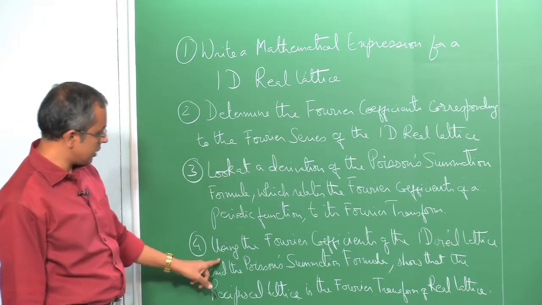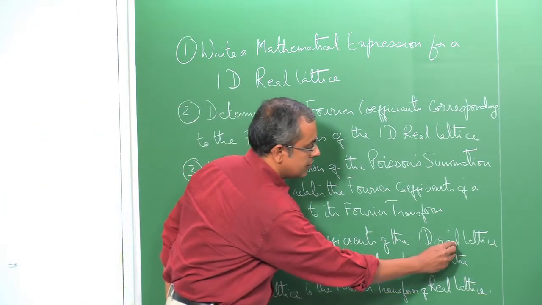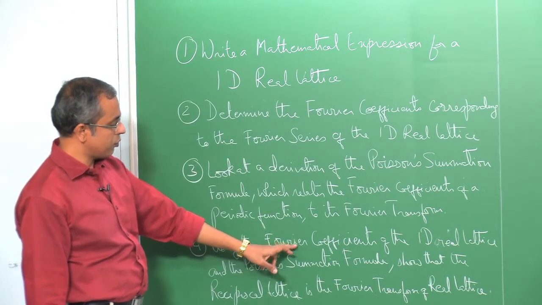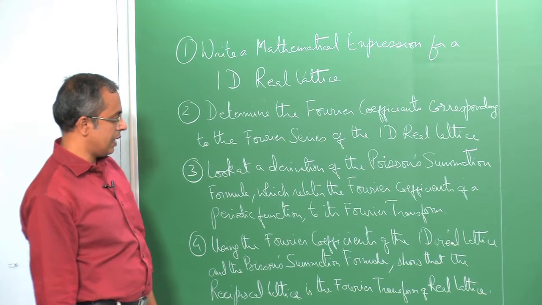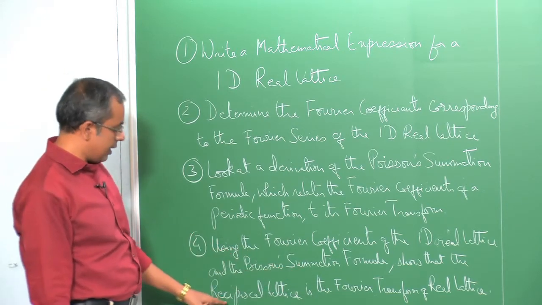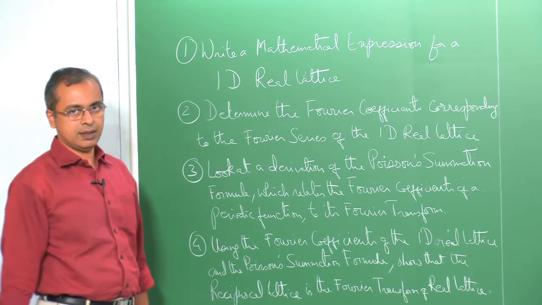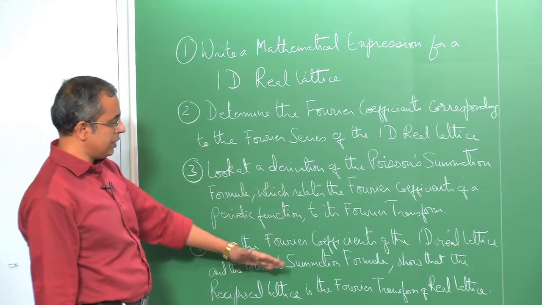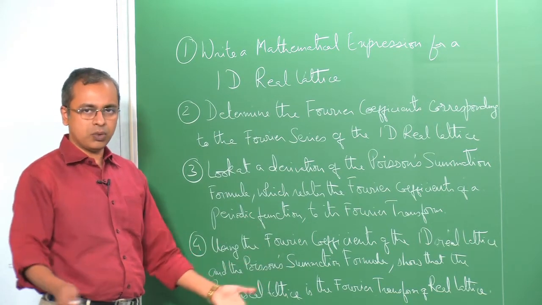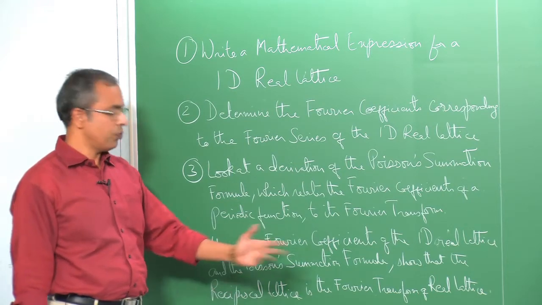So, if we do those 2 things, using the Fourier coefficients of the 1D real lattice and the Poisson summation formula which will relate these Fourier coefficients to the Fourier transform of that 1D lattice, we will find that the Fourier transform of the 1D real lattice is the same thing that we would normally use as the definition of that reciprocal lattice. Okay. So, when we finish this, we will appreciate the fact that the reciprocal lattice is not some totally arbitrary definition, but is actually related to the real lattice through a Fourier transform.